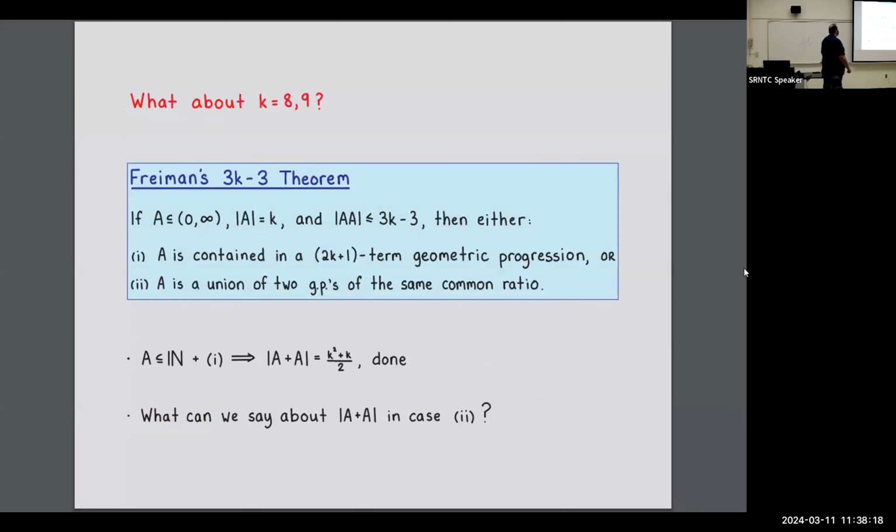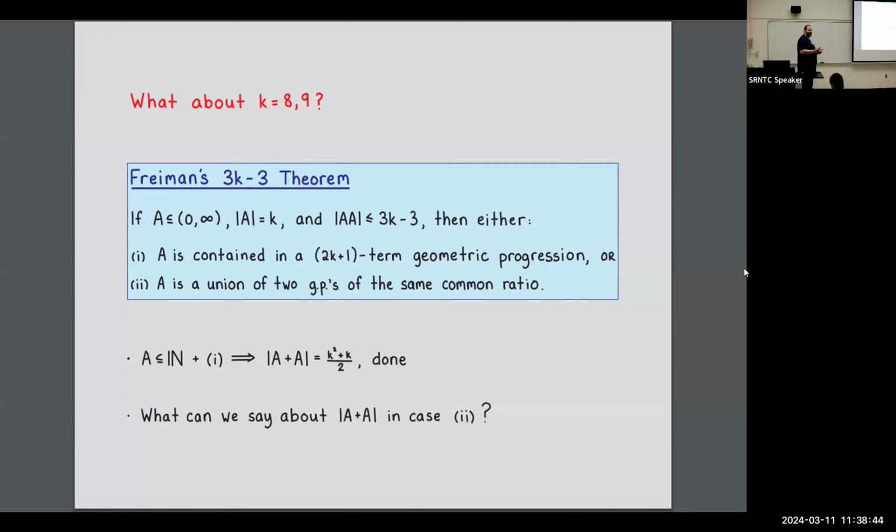But when you get into higher k, 3k minus 4 isn't the answer anymore. You can find counterexamples. So what if it goes up to 3k minus 3? Freiman has a theorem for that too. And it gives you these two cases. Either you're contained in a geometric progression if you have that few products, in which case you're done, because the geometric progression is a sum-set, so you automatically get lots of sums.